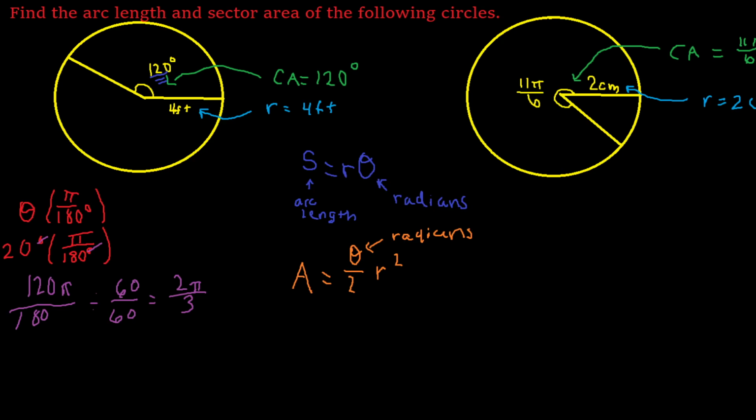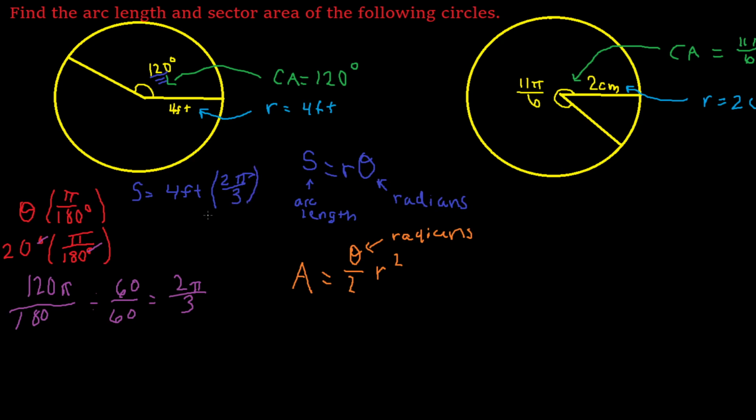Well, luckily, now we have our central angle in radians, so now we can go ahead and just plug into our formulas. So to find the arc length of this circle here, we take our radius, which is 4 feet, remember to keep your units, times 2 pi over 3.